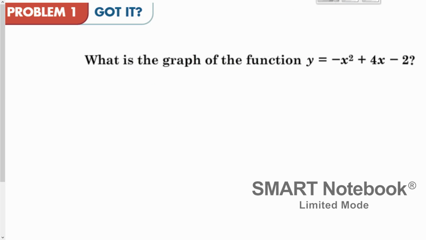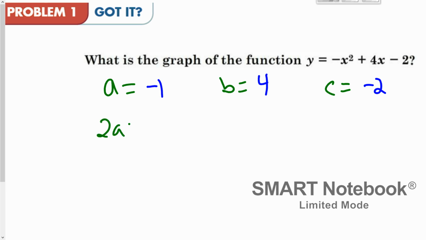So here's another one. You can pause the video. You can try this yourself. Okay, and I'm about to start. So if you haven't finished, go ahead and pause. At least find your a, b, and c first. Okay, so my a is negative 1, my b is 4, and my c is negative 2. Okay, so now that you have those, now go ahead and try to find your 2 times a, your negative b. Find out what that is. Go ahead and pause the video, try that.